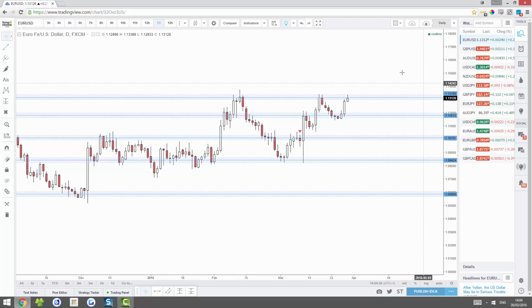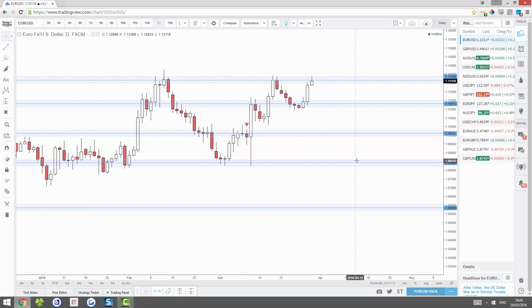You're looking at a Euro USD daily chart. We're just going to work our way down through the time frames. We could already see here. Now, in yesterday's analysis, I just want to point out that I did say we're probably going to get a lot more potential trade setups tomorrow.